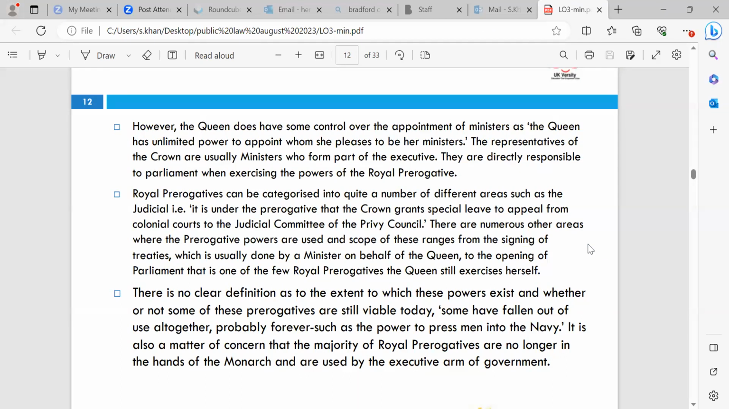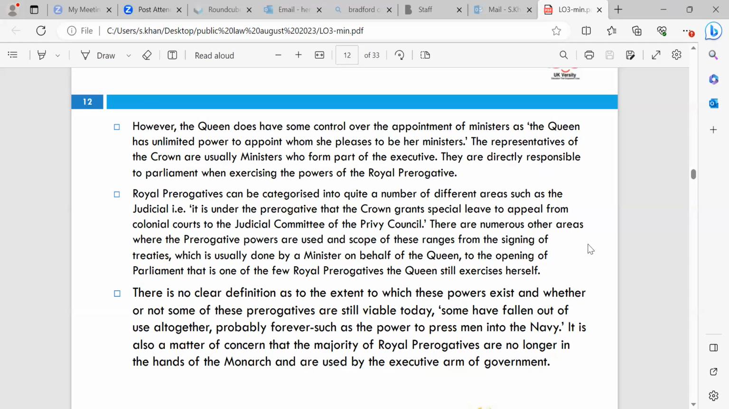The representatives of the Crown are usually ministers who form part of the executive. They are directly responsible to Parliament when exercising the powers of the royal prerogative. Royal prerogatives can be categorised into quite a number of different areas, such as judicial, for example. It is under the prerogative that the Crown grants special leave to appeal from the colonial courts to the Judicial Committee of the Privy Council.